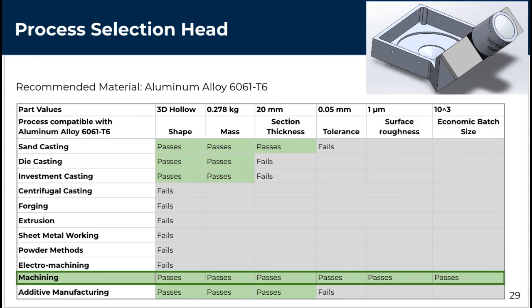Our recommended material for manufacturing the head is aluminum alloy 6061-T6, as it is stiff and durable and compatible with fasteners. Based on shape, tolerance, and other considerations, the process compatible with this aluminum alloy was narrowed down to machining, as justified by the table.